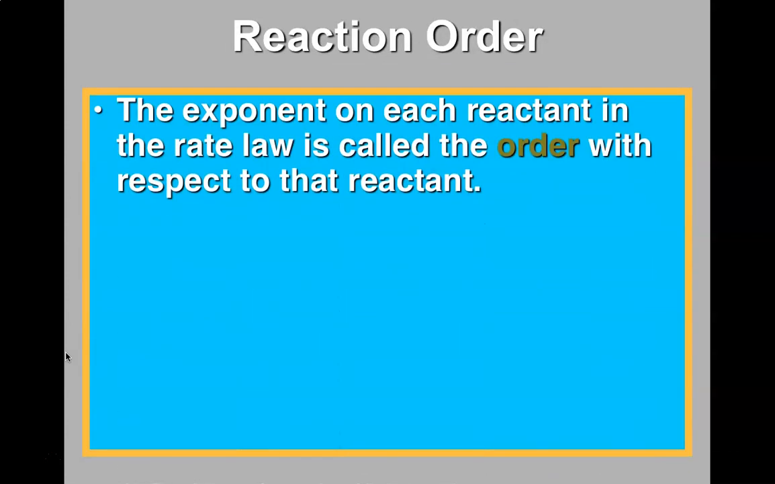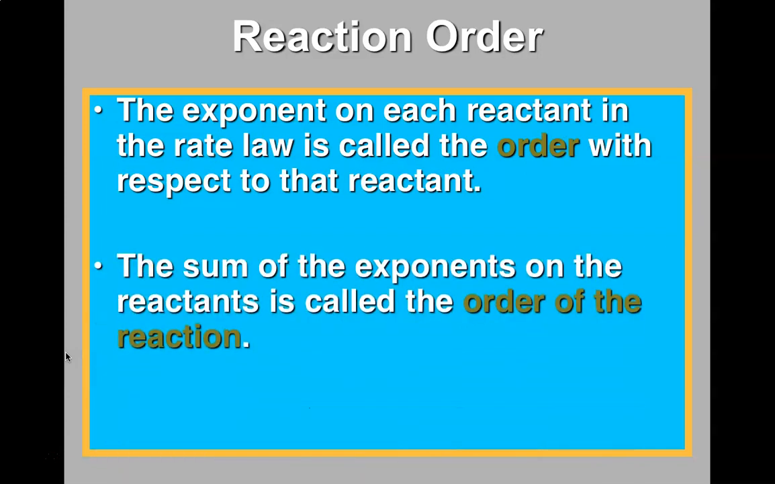Now, the exponent or the power is called the order. The exponent on each reactant in a rate law is called the order with respect to that reactant. So it's specific to how that reactant is affecting the rate. If you add up all the exponents, they give you what is called the overall order of the reaction. So individual reactants have their own individual order, but for the overall reaction order, just add them up. Pretty simple math.